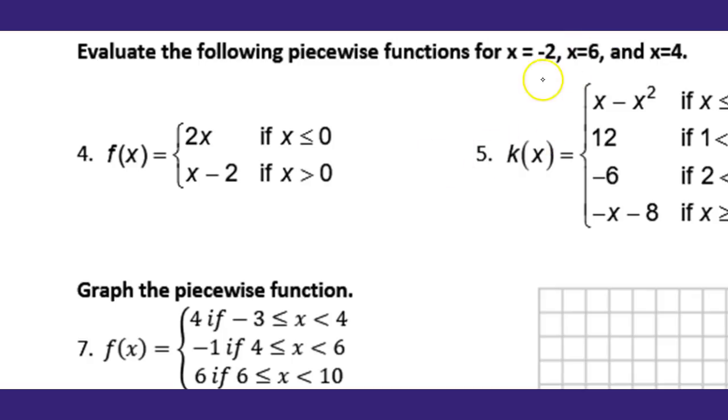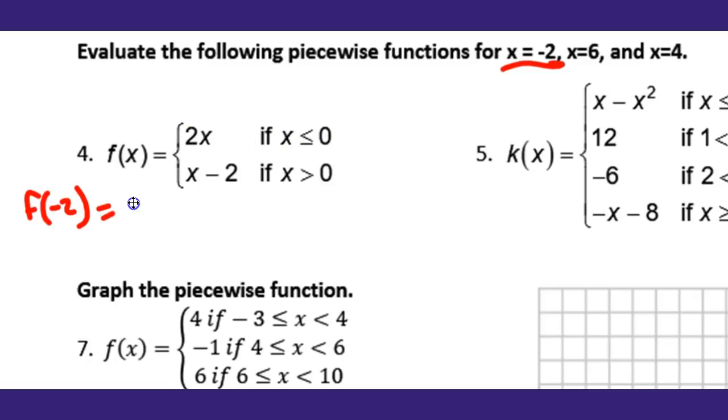Alright, so we've got to ask ourselves, let's start with this one right here, f of -2. Which condition does -2 fit? Is -2 less than 0, less than or equal to 0, or is -2 greater than 0? Well, we see that -2 is less than or equal to 0, guys. So we're going to solve using this equation.